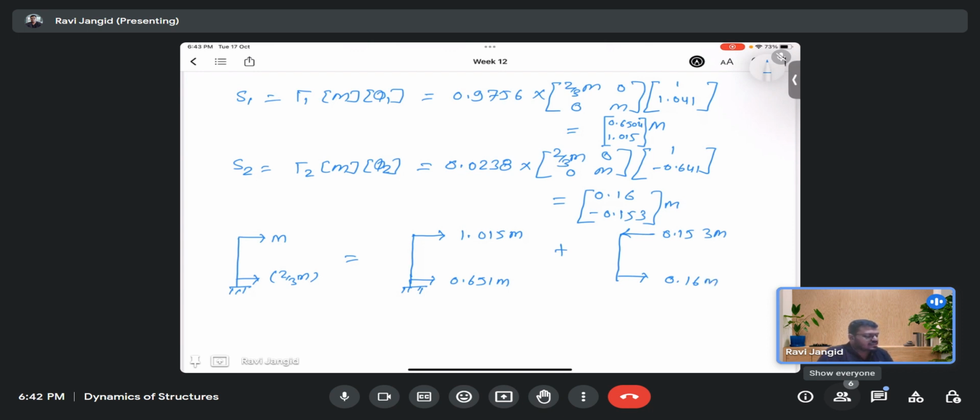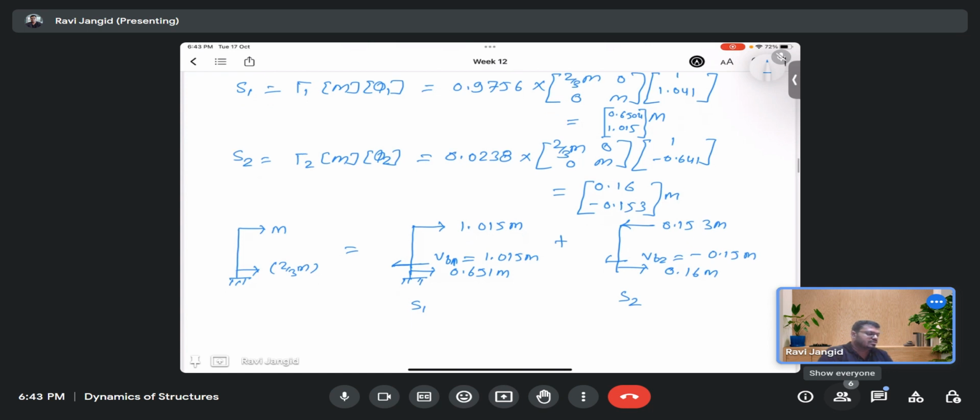So how much would be the base shear in the first mode? The base shear would be VBn. VB1 is 1.015 m, and in this case VB2 would be minus 0.15 m.